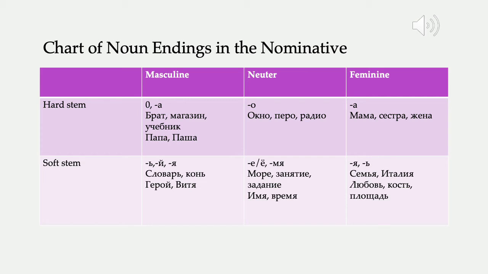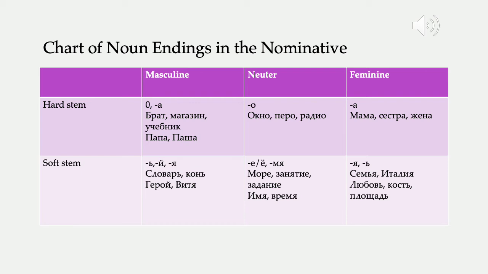Some of them may occasionally end in a. So there are a few nouns, most of which refer to human beings, that are masculine and will take masculine modifiers, but end in a. So papa, dad, or father ends in an a, but it is grammatically masculine, and it's a hard stem noun. Pasha, the nickname for Pavel or Paul, is grammatically masculine, and it refers to a man, but it ends in a.